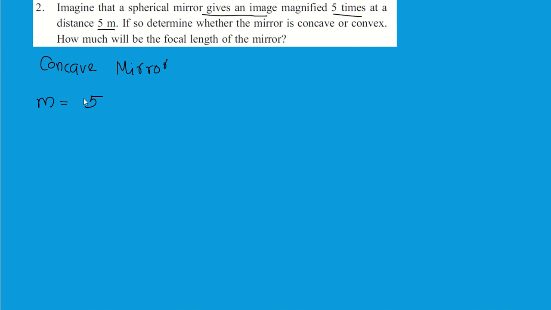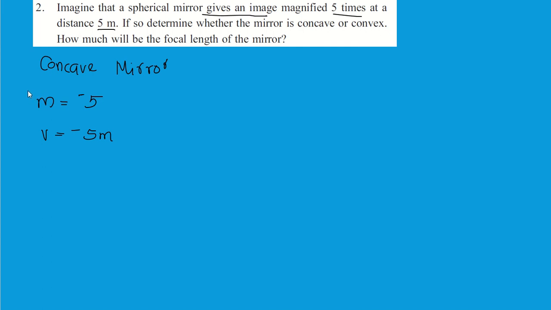Okay. So magnification is -5 because it is a real image. And it is formed at a distance of 5 meters, so we can write image distance is 5 meters. When it is a real image, it's going to be -5. We are supposed to find out the focal length. So to find focal length, we need object distance, right?